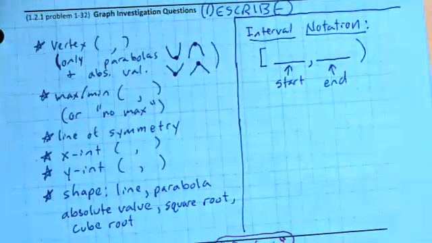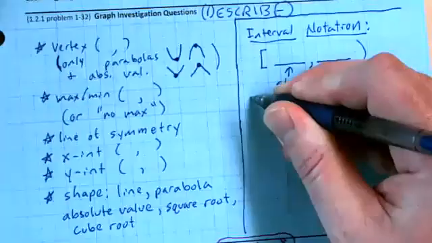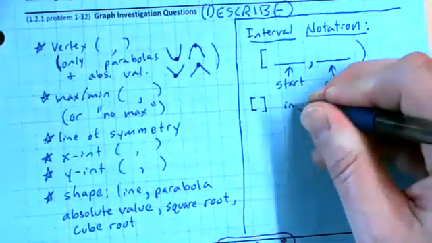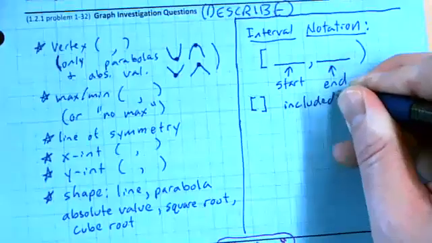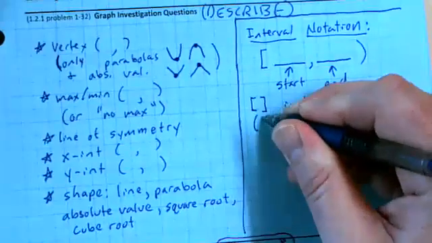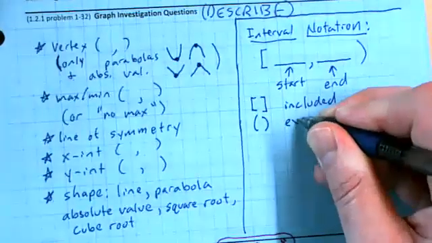And here's your cheat sheet for how that works. You're going to use square brackets anytime that number is included. And you're going to use parentheses anytime that number is excluded.